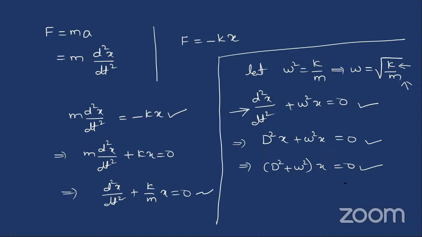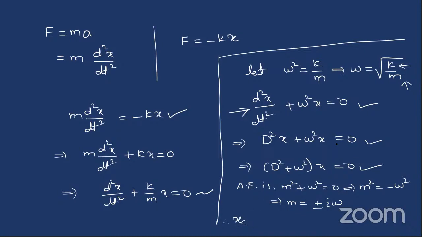This is a simple homogeneous second order differential equation with constant coefficients. To get the solution, we take the auxiliary equation: m square plus omega square equals 0. So m square equals minus omega square, and when we solve this, we get m values as plus or minus i omega. We are getting complex roots. Since the roots are complex, we can write the complementary function yc, or in this case, xc.